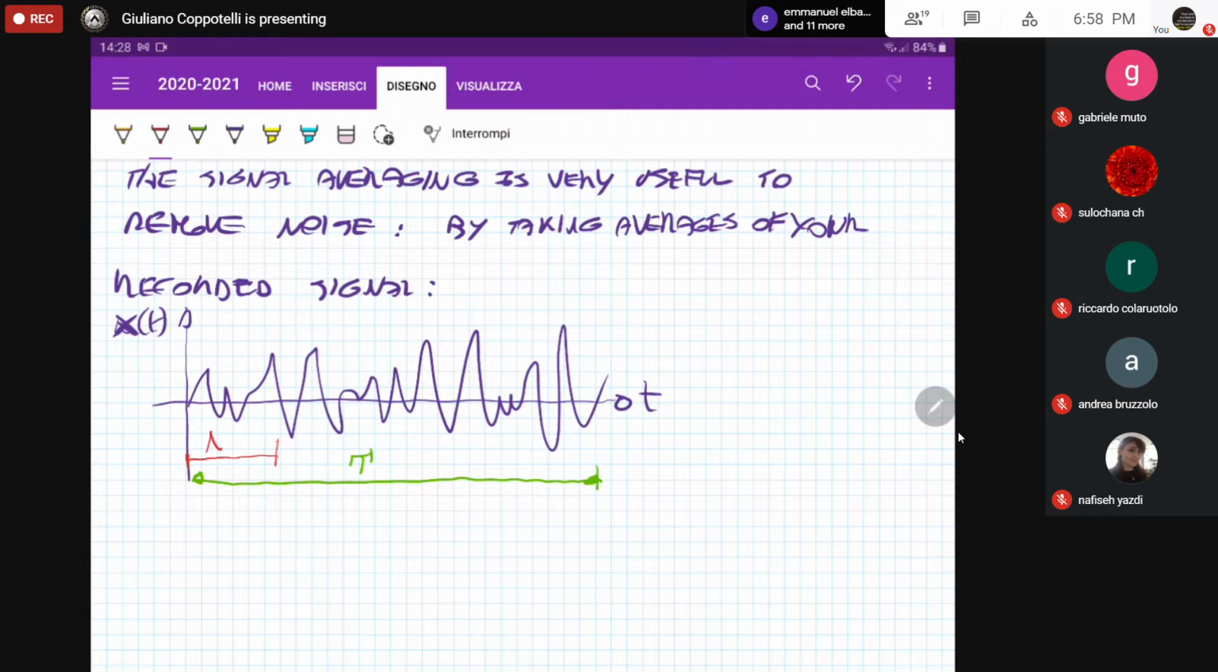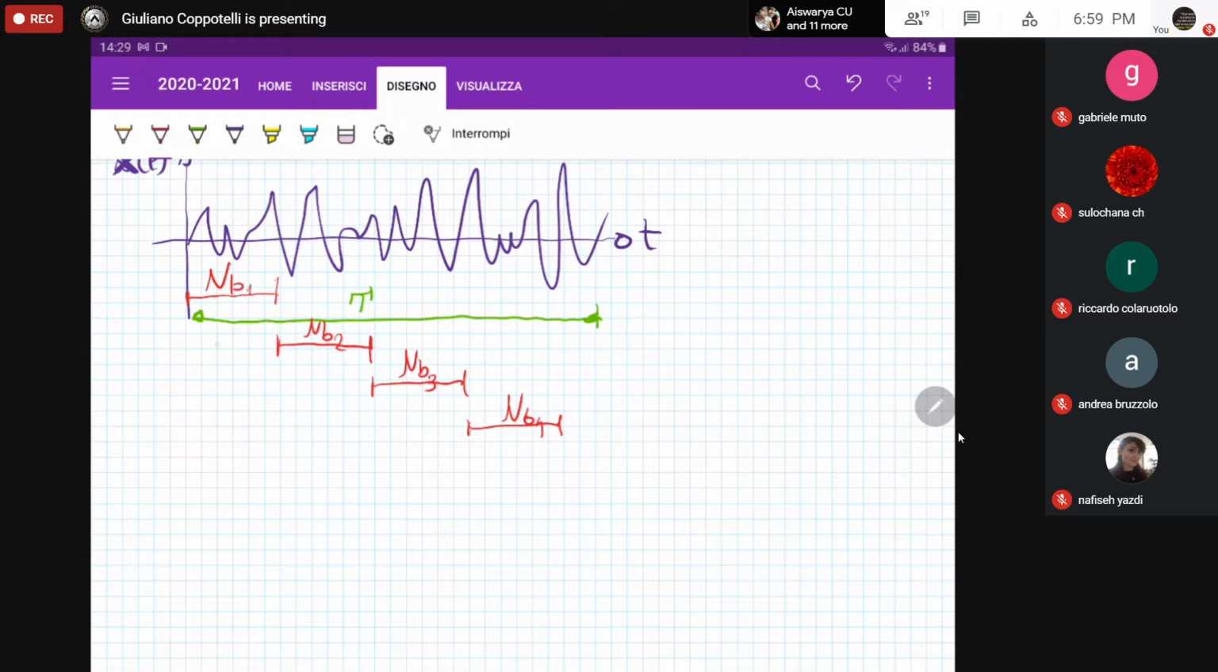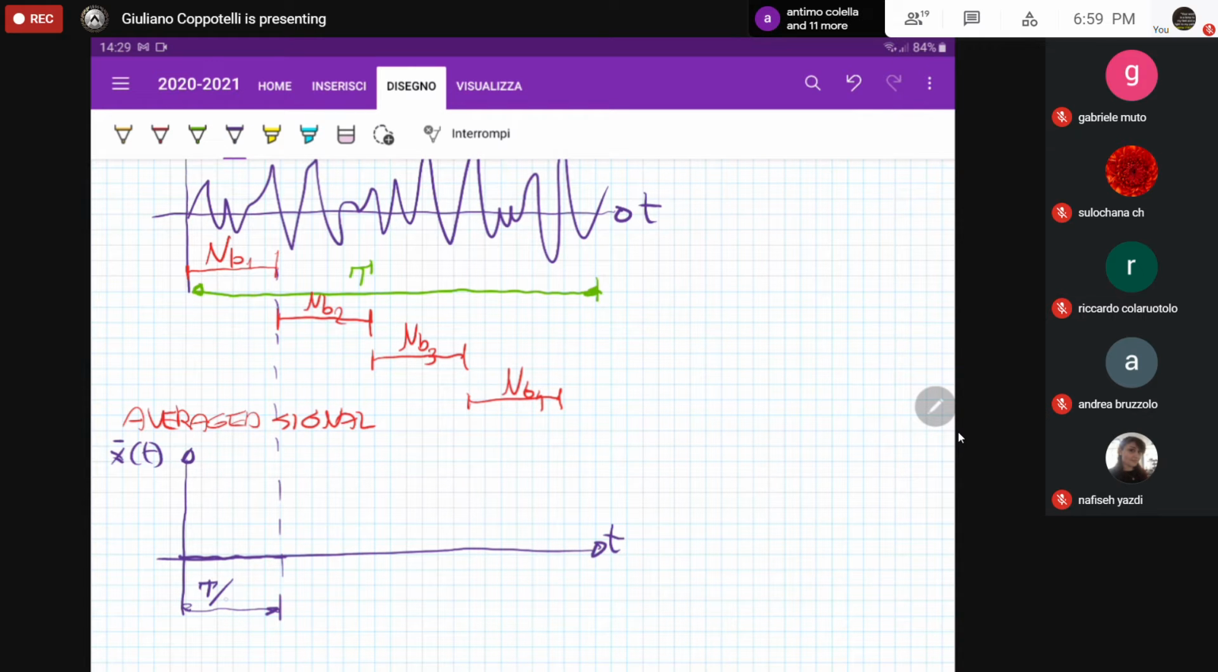Data block 1, data block 2, 3, 4, and so on. So one block 1, another block 2, 3, and so on, in this case 4, and then average all these data blocks together. So what you are having is the averaged signal in the same time domain, of course. But that is an average, and the length of this time is just the observation time divided by the number of blocks that you are considering. And so you are averaging everything here.